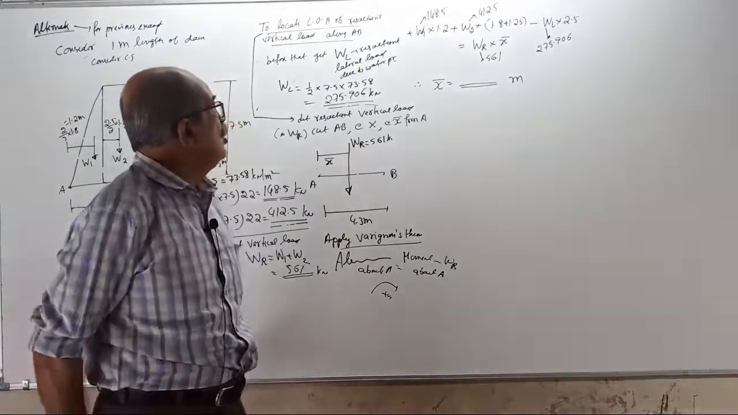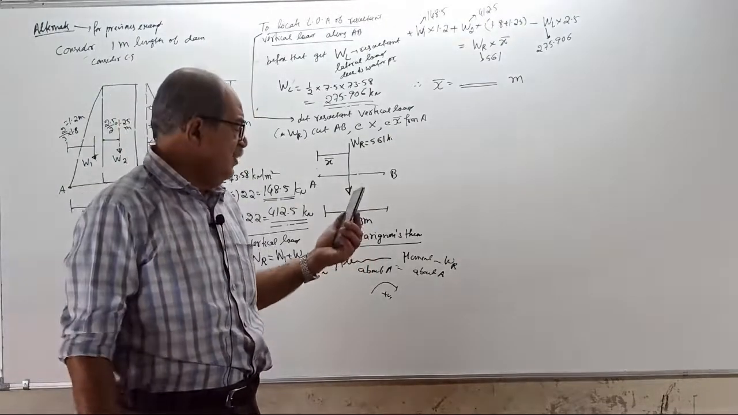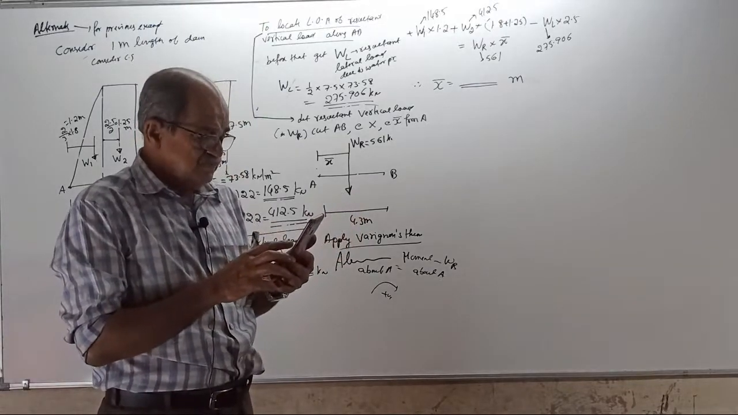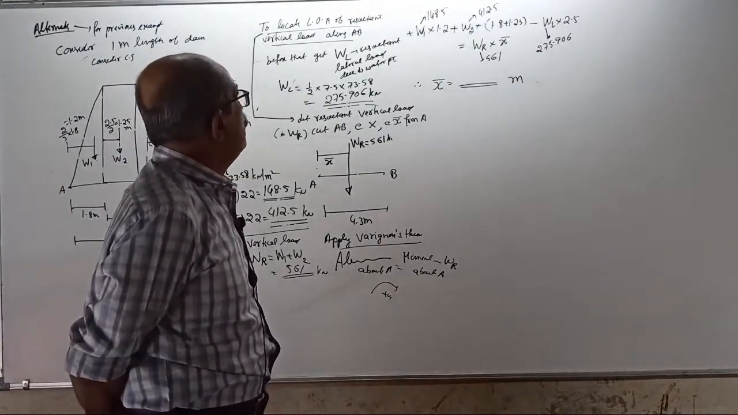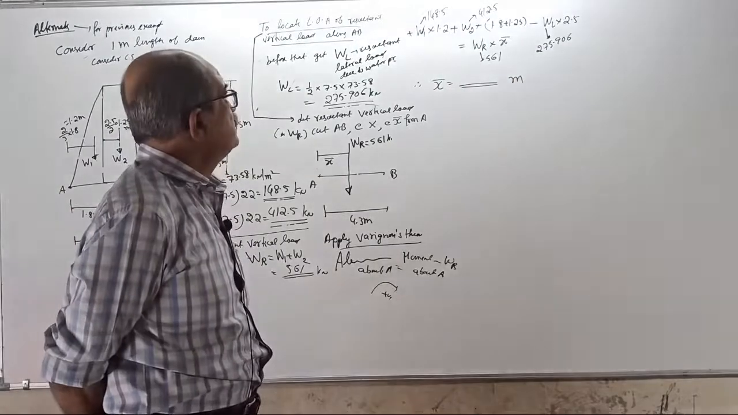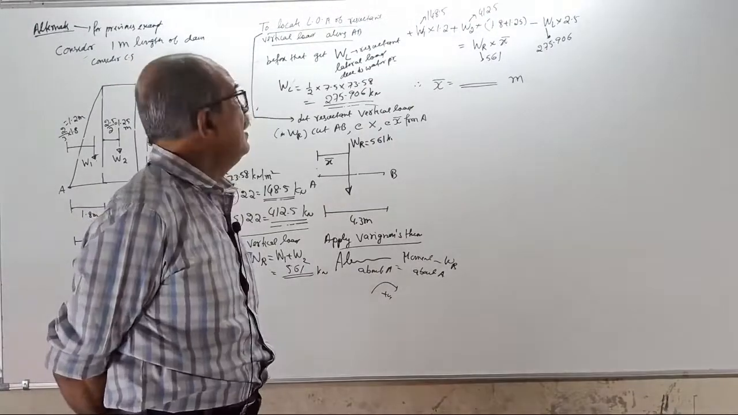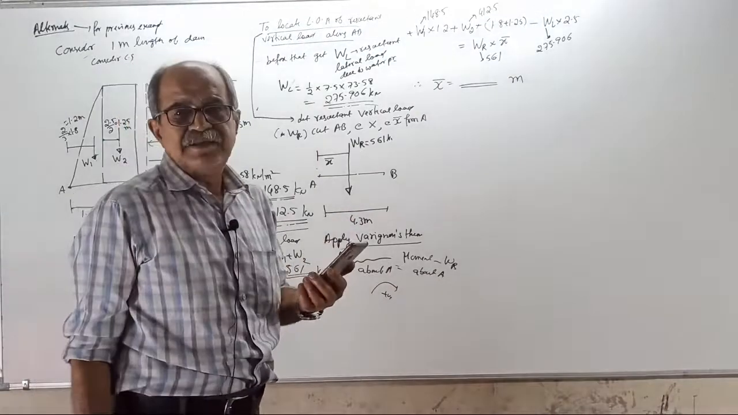Third decimal accuracy, give X bar. Don't waste time. 148.5 into 1.2 plus 412.5 into 1.8 plus 1.25 minus 275.906 into 2.5. Answer divided by 561 gives X bar.